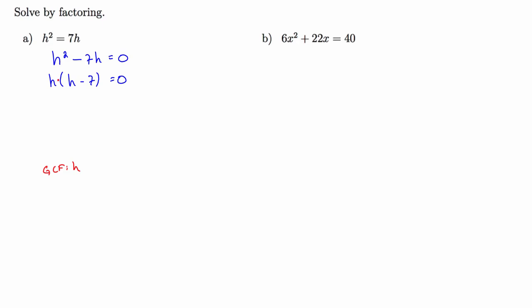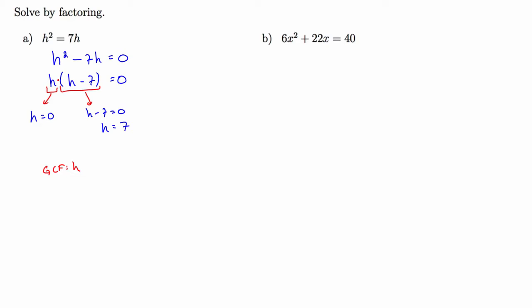Now that it is factored, we will set each factor individually equal to 0. So either h is equal to 0 or h minus 7 equals 0. Well, the equation h equals 0 is already solved, so one solution for this equation is 0. The other equation, h minus 7 equals 0, well, to solve that, we'll add 7 to both sides of the equation, and we'll obtain h equals 7.